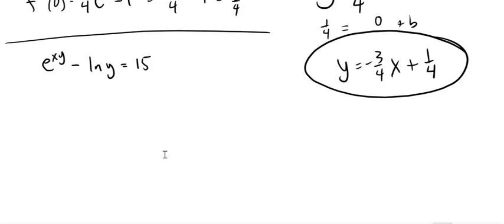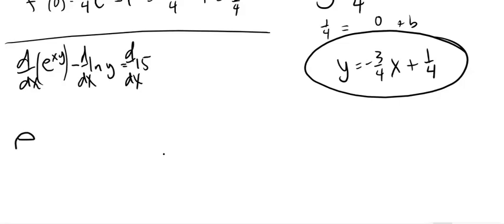Implicit differentiation. So go ahead and pause the video, see what you get, work it out. Remember, with implicit differentiation, I just take the derivative of both sides with respect to x, and then e to the xy, e to anything is e to that anything times the derivative of the exponent. So what's the derivative of xy?